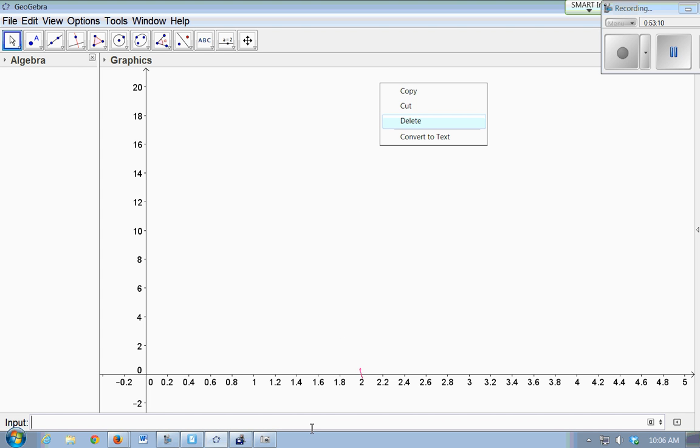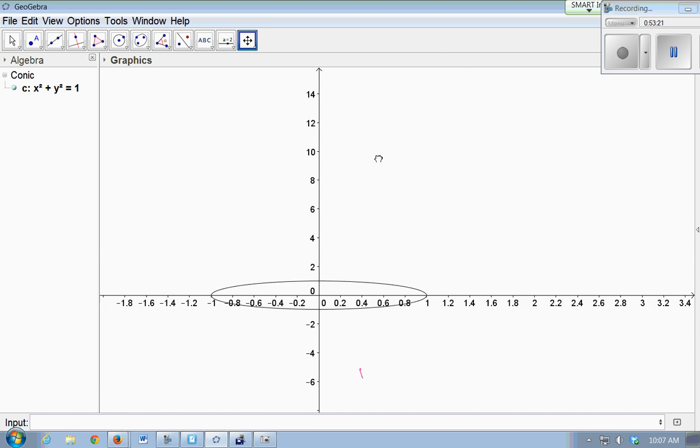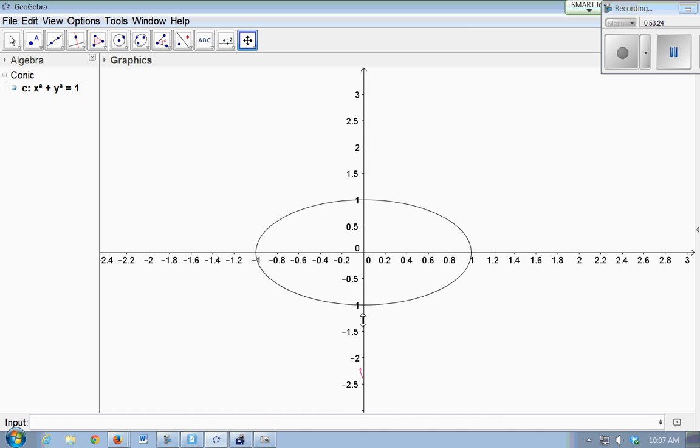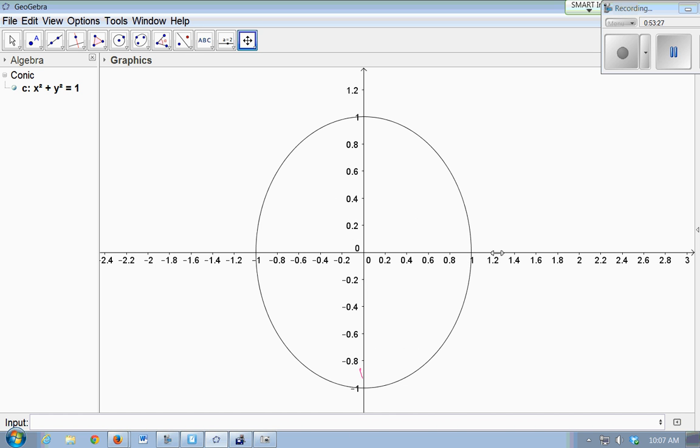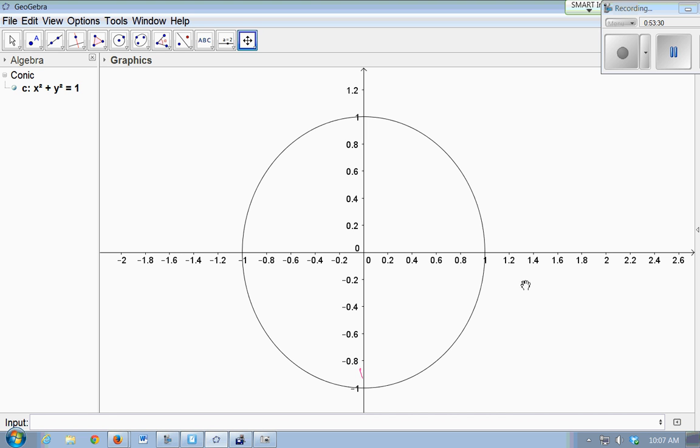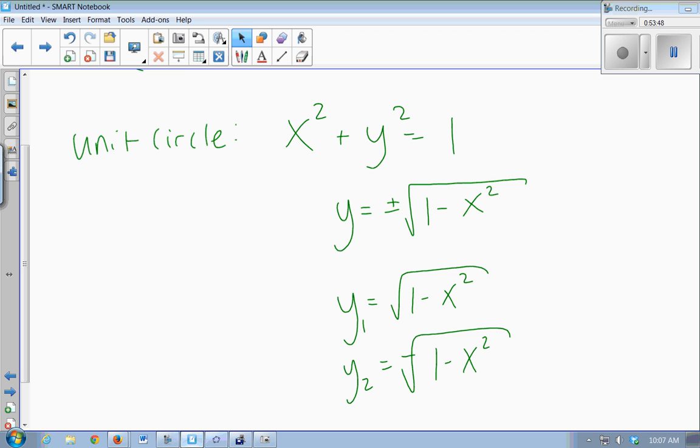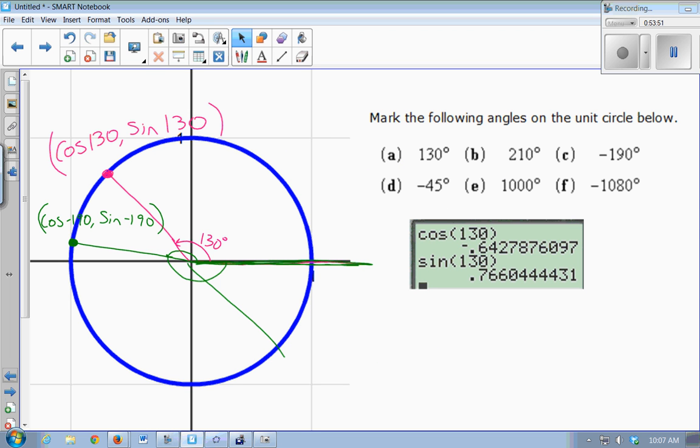So I can graph x squared plus y squared equals 1. And it looks funny because this is an unsquare axis. There we go. So you can just type in, this is called an implicit function, an implicit equation, when it's not written in the form y equals. Okay, so I think that finishes up that problem.